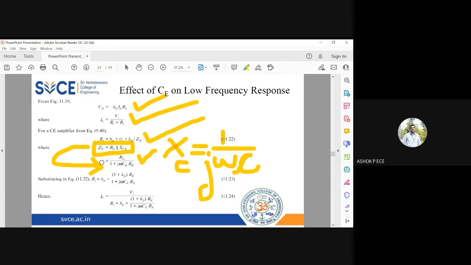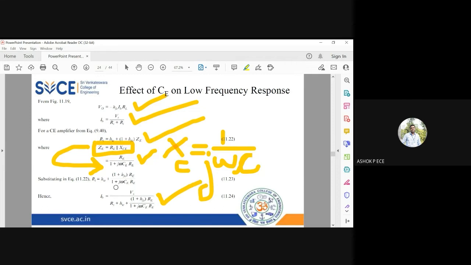So substitute this value of ZE in the expression for RI. So RI equal to HIE plus 1 plus HFE into this term, RE by 1 plus j omega CE into RE. And substitute this RI in the expression for IB. We started with IB. From IB, we are finding out what is RI. From RI, we are finding out what is ZE. Then just do the reverse step. Substitute ZE expression in RI, substitute RI expression in IB.